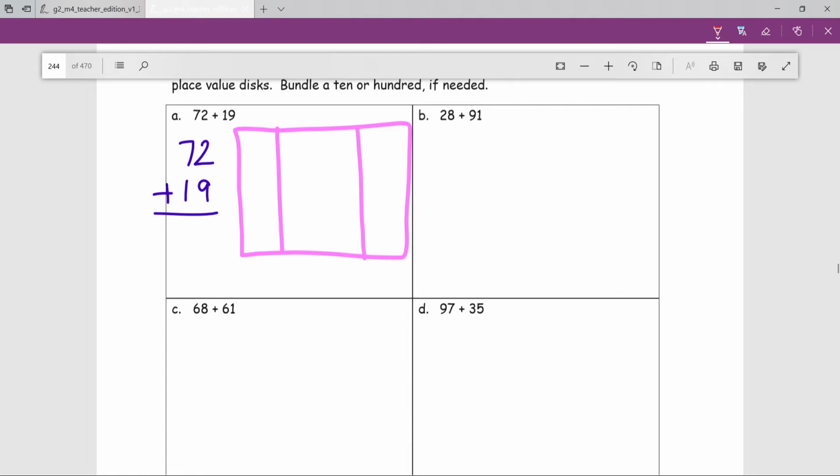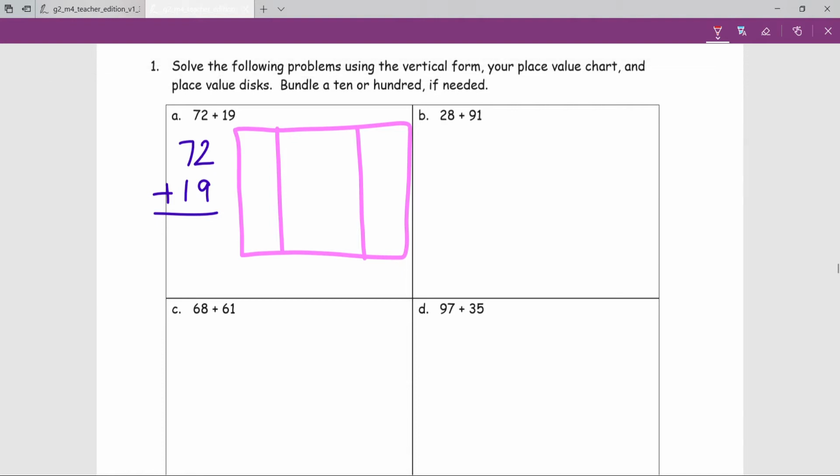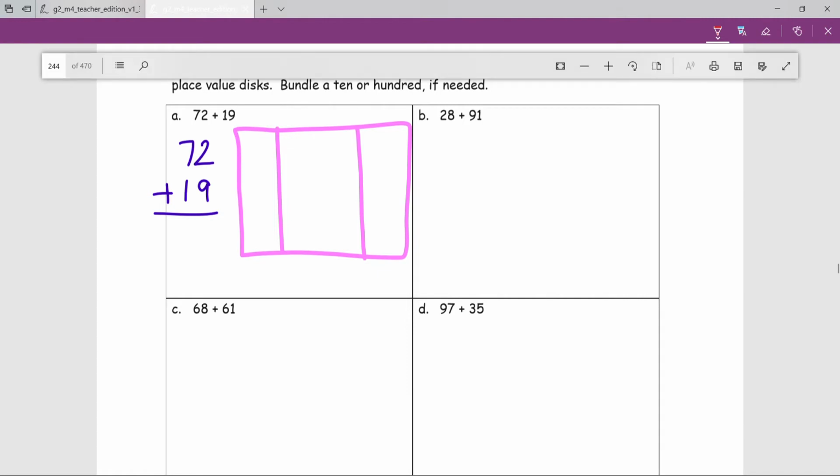So I'm going to go ahead and set up the 72. So I'm going to make my 7 tens and my 2 ones. And then underneath it, I'm going to set up 19. So I've got 1 ten and 9 ones.